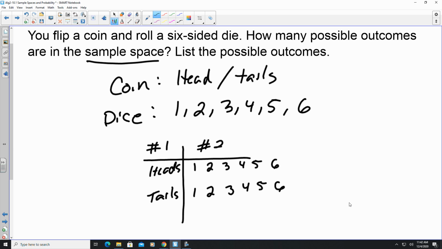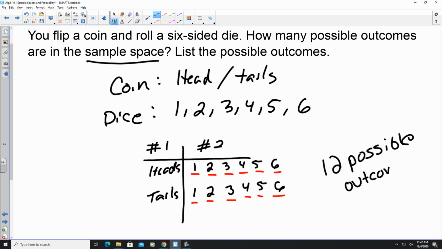So basically what you're going to do is look at option 2 and count how many spots there are. There's 1, 2, 3, 4, 5, 6, 7, 8, 9, 10, 11, 12. So what that means is there are 12 possible outcomes with respect to the sample space.